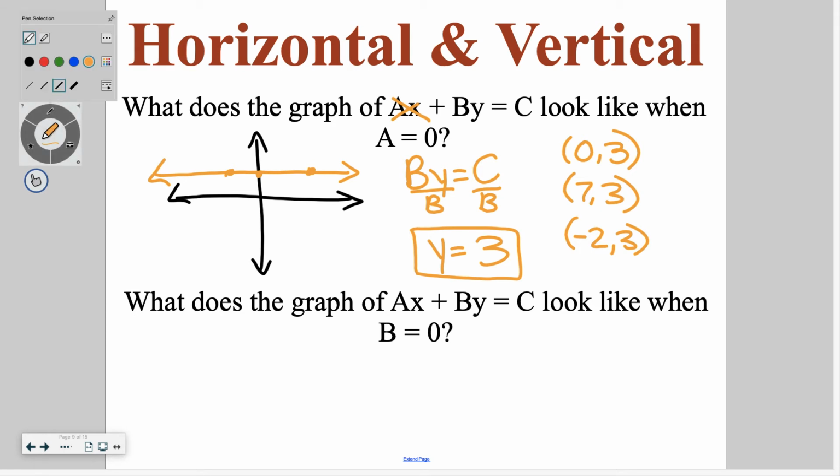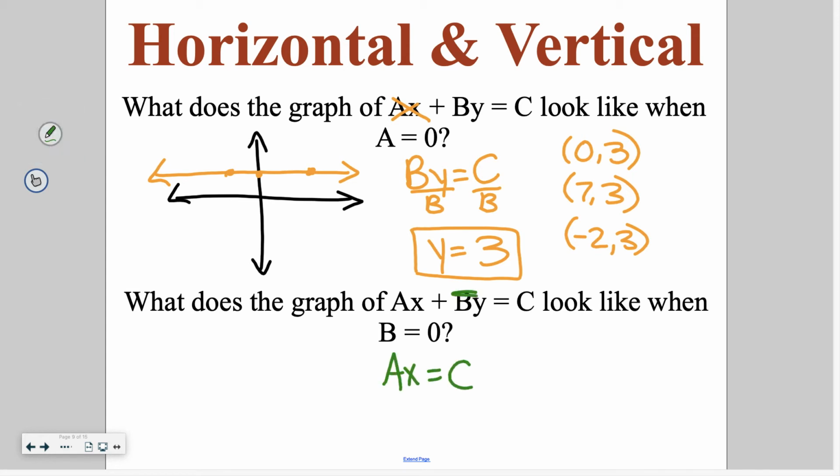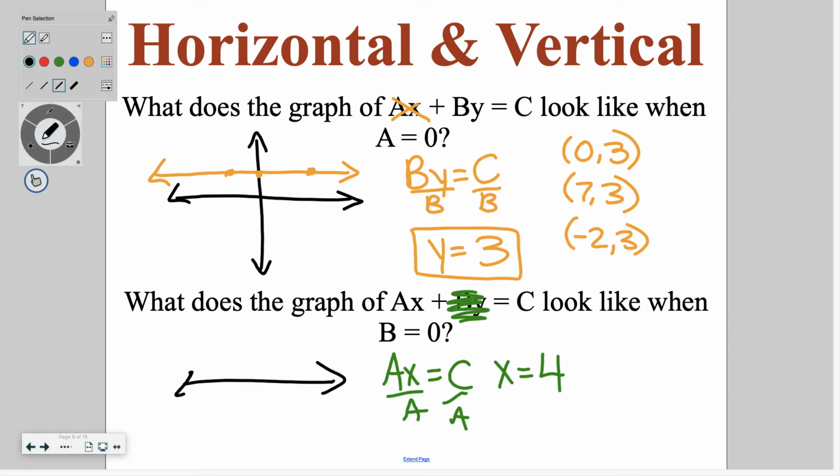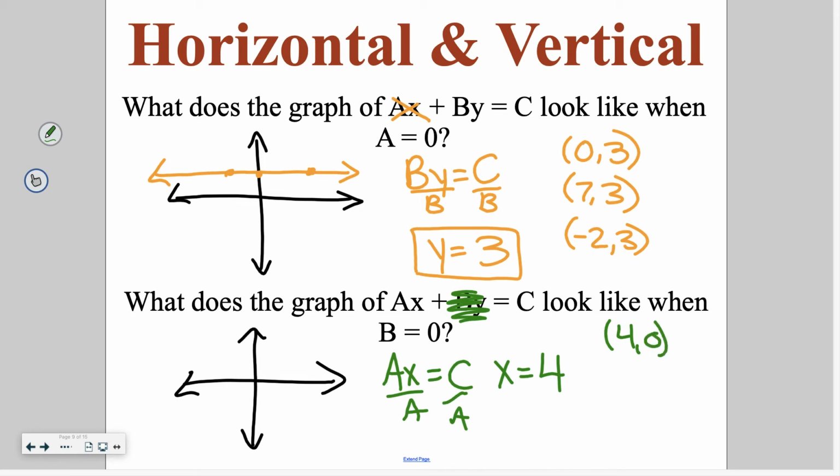On the flip side of that, when we have 0 in our b spot, we have ax is equal to c because we've eliminated y by multiplying it by 0. Again, you would solve to get x by itself, and you would end up with x is equal to some number, so I'm just going to pick 4 in this case. If I look at the coordinate plane again, I'm now looking for all of the places where x is equal to 4. So for example, 4, 0, or 4, 2, which is over 4 and up 2, or 4, -6, which is over 4 and down 6. So when you're left with just your x, you're going to end up with a vertical line.